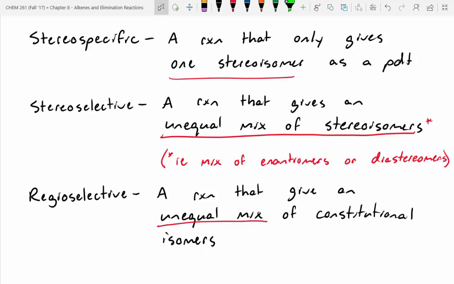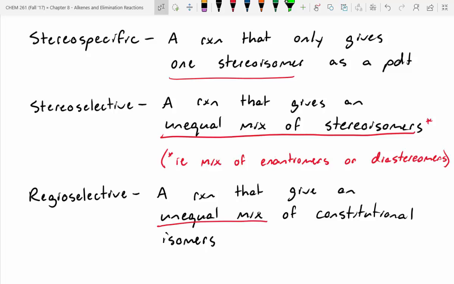Some chemists will even take this further and add a couple other terms: enantiospecific and enantioselective. What do you think it means if something's enantiospecific? You only get one enantiomer, right? If it's enantioselective, what do you think that means? You get an unequal mix of enantiomers, right? So maybe you get a little bit more R than S. So you may occasionally see those terms as well, but these are the three main ones that you will run into in the Klein textbook.